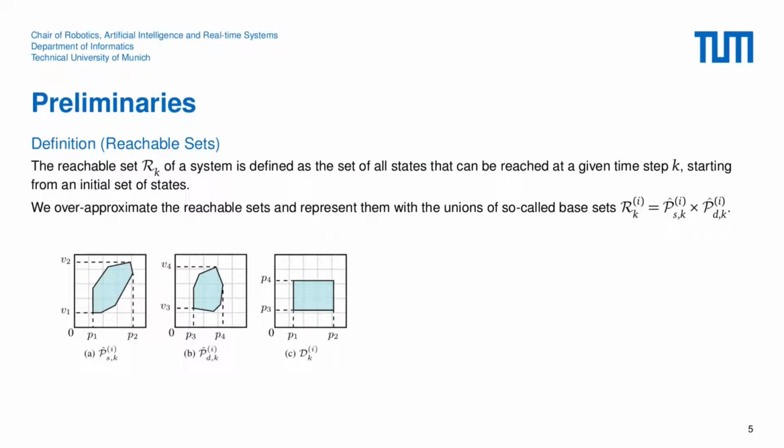Next, we introduce the notion of reachable sets. The reachable set of a system is defined as the set of all states that can be reached at a given time step k, starting from an initial set of states. As mentioned earlier, we over-approximate the reachable sets and represent them with the unions of so-called base sets, each of which is a Cartesian product of two convex polytopes. In the bottom figure, we show these polytopes and their projection onto the position domain.